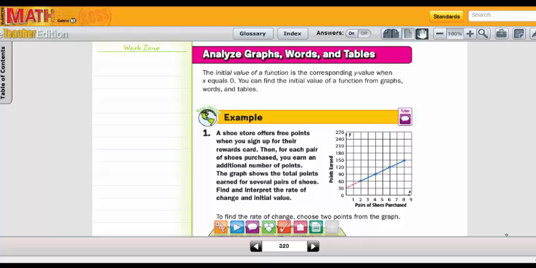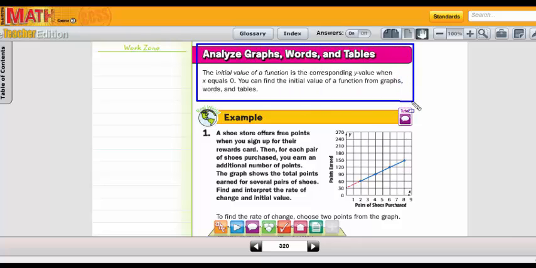Here are your solutions to Chapter 4, Lesson 6. Lesson 6 is about constructing functions. So let's take a look at our first table here. Analyze graphs, words, and tables.